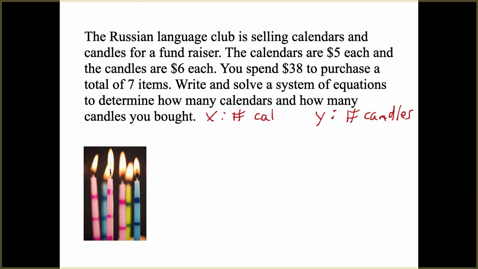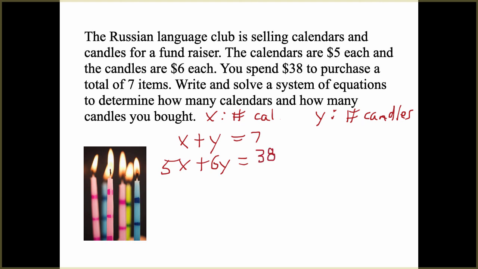Well, the first equation I'm going to set up is my quantity equation. And we have 7 total items, so x plus y have to add up to 7. The next thing I'm going to do is my calendars are $5, so 5x. My candles are $6, so 6y. It has to add up to my total money, which is $38.